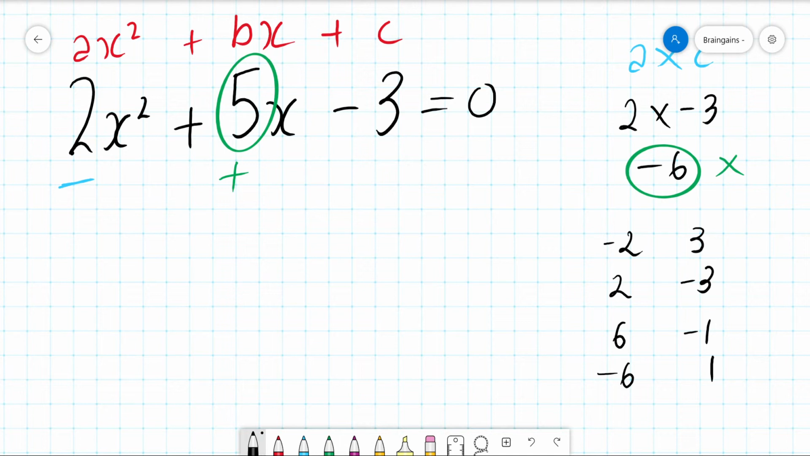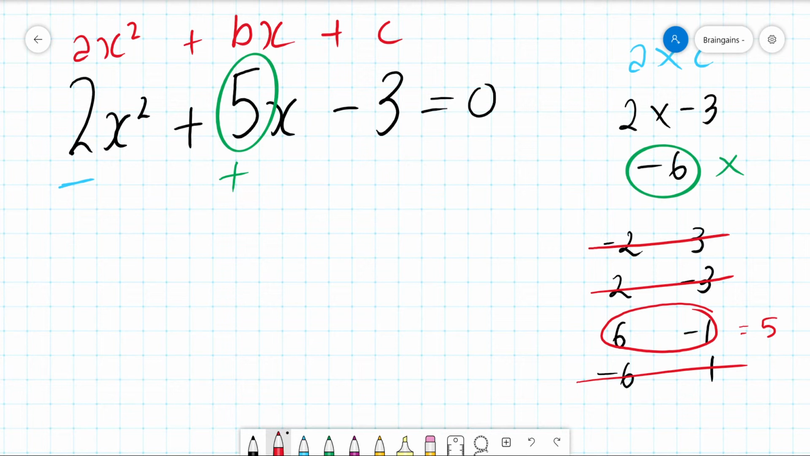Now, these are the only combinations that make -6. And you have to figure out which one of these combinations add to make 5. Well, we know that -2 plus 3 don't add to make 5, so it's not going to be that. 2 and -3 don't add to make 5, they make -1. 6 and -1, they add to make 5. So we know that it's going to be this combination, so we can ignore the rest. Now, we know we're going to have to use 6 and -1.